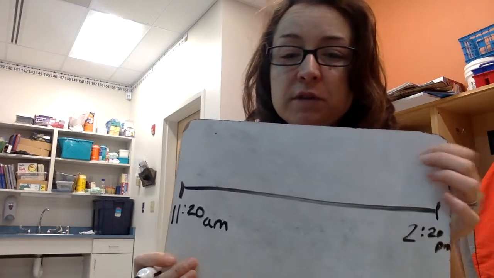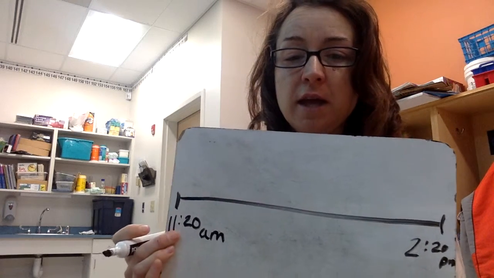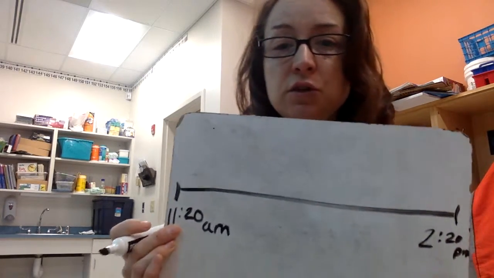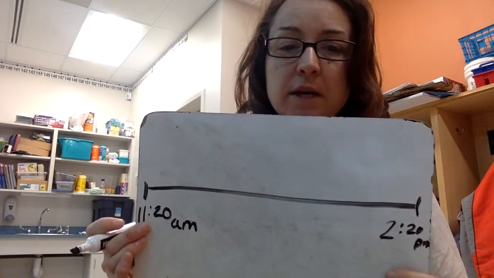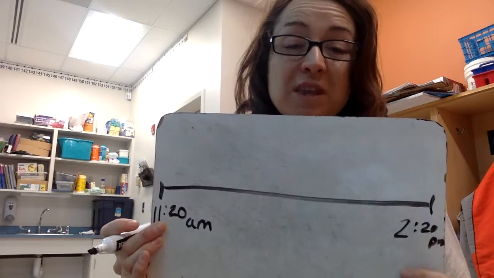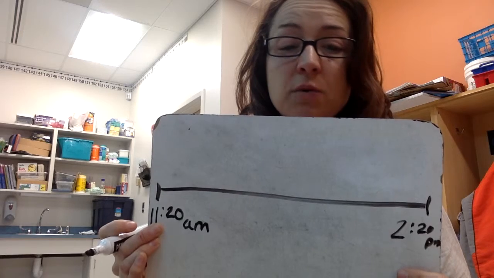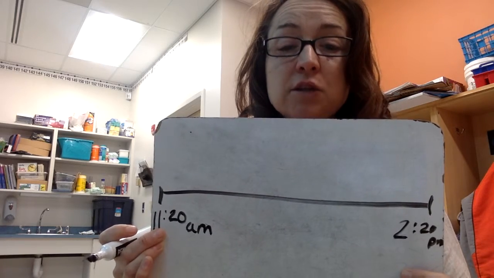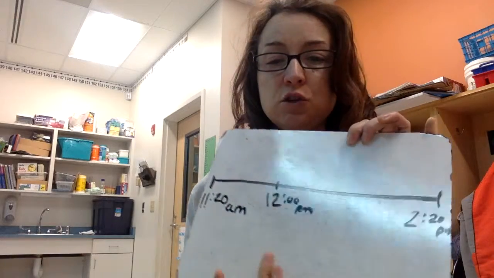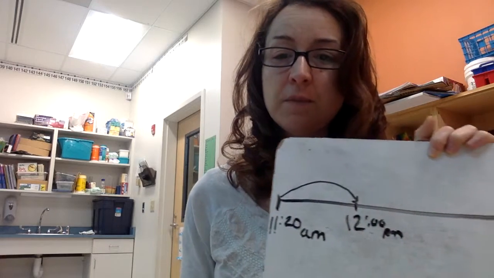So first I'm going to start with my 11:20 right here, and I want to get to an easier base number, which would be the next hour. So I'm going to bring that 11:20 to 12 o'clock. I'm going to come over here on my number line. I'm going to get to 12 p.m. and I need to discover how many minutes that is. So here's my little hop that I made.